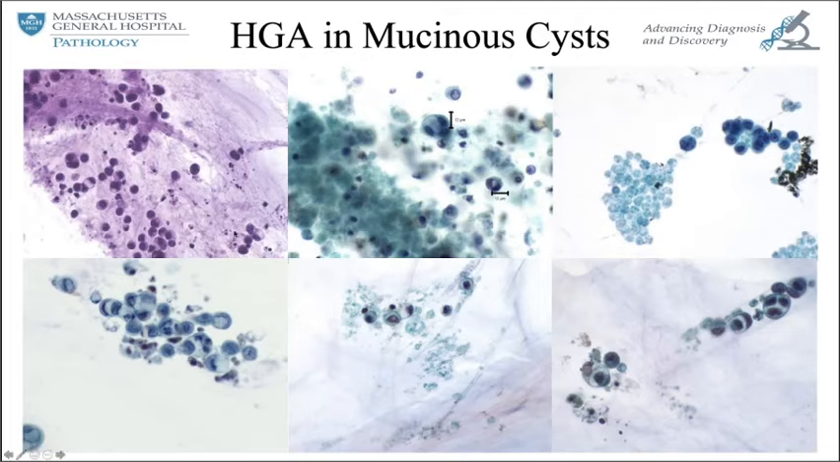So here are some examples of high-grade epithelial atypia. Some of you may say, well, gosh, this looks like cancer to me. Why don't I just call it adenocarcinoma? Well, none of these were examples of invasive carcinoma. These were all non-invasive intraductal cysts with high-grade dysplasia, despite how scary some of these individual cells look.